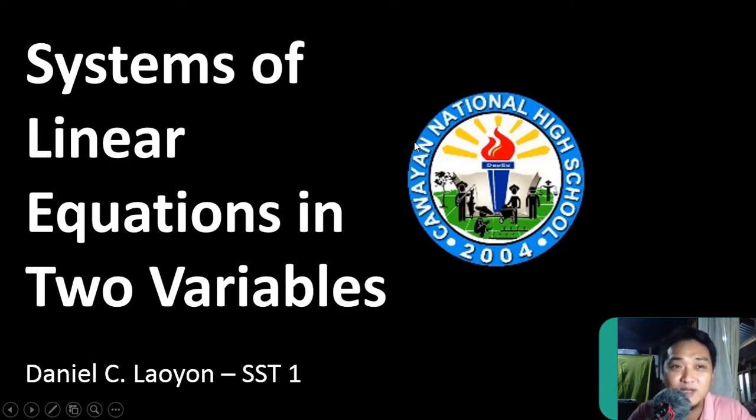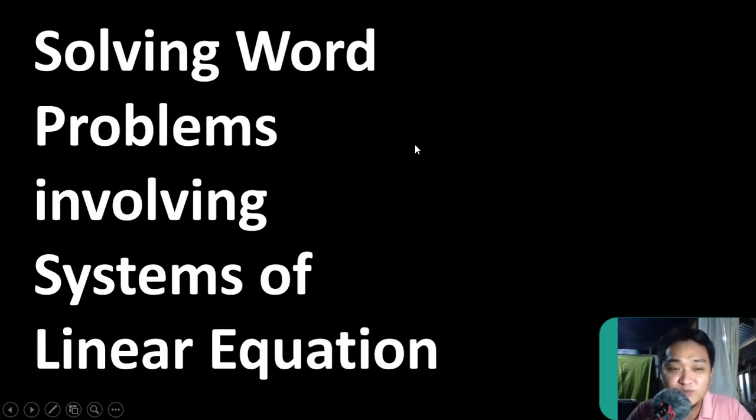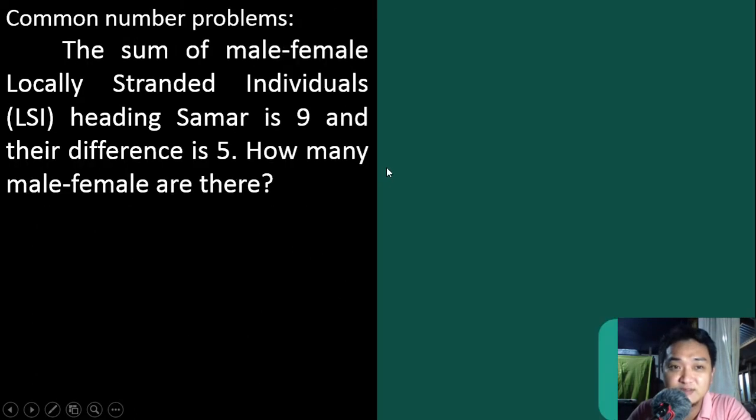And today, pag-aaralan naman natin may kinalaman po sa solving word problems involving systems of linear equation. So in this topic, mag-share po ako sa inyo ng mga common word problems that involves systems of linear equation in two variables. So let us have first our first example.